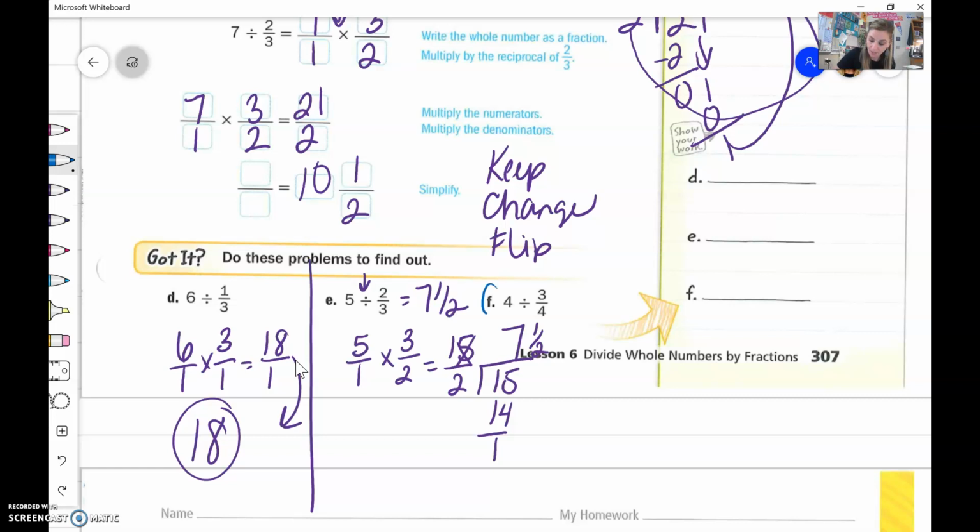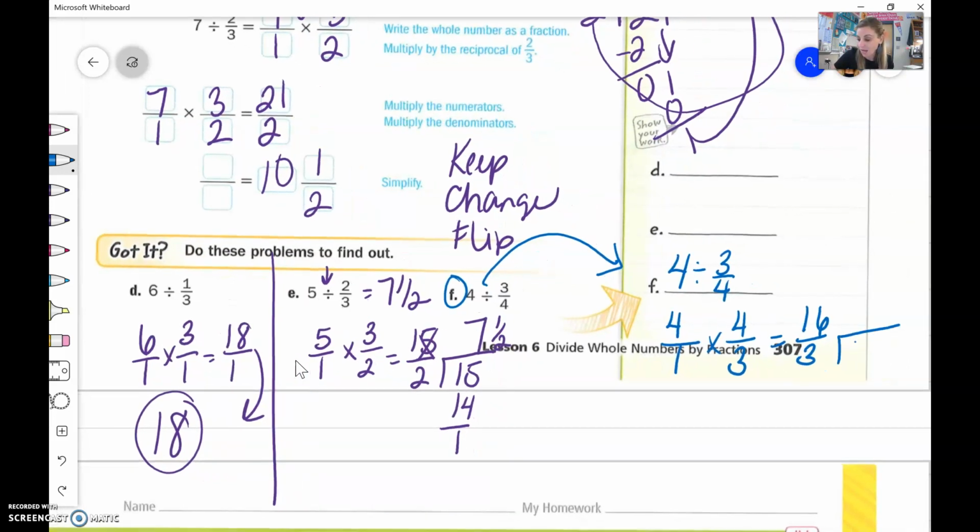Okay, let's go ahead and take a look at F. We'll bring F over here. I have 4 divided by 3/4. We're going to keep, change, flip. I'm going to keep my 4 the same, but I've got to put it over 1. My division becomes a multiplication, so that's the change. So keep that first number, change the division to multiplication, flip and find the reciprocal, which is 4 over 3. I end up with 16/3.